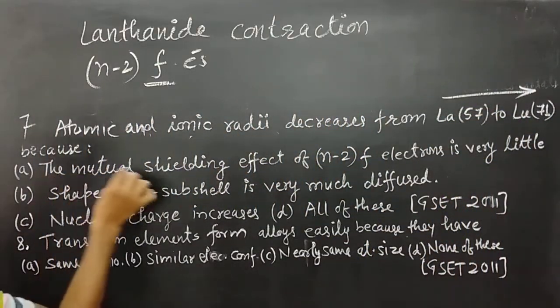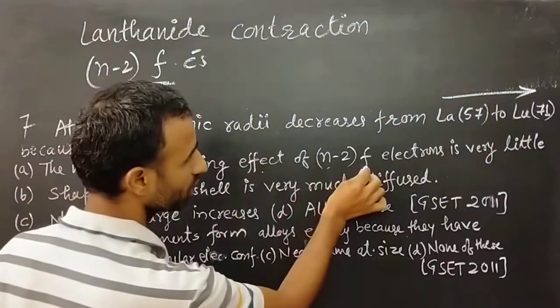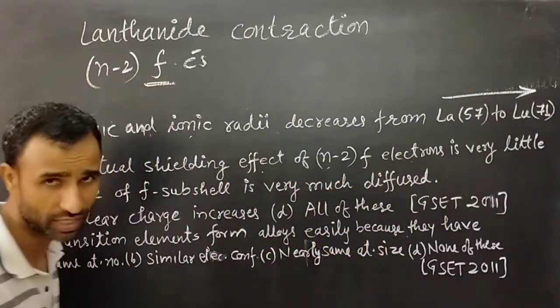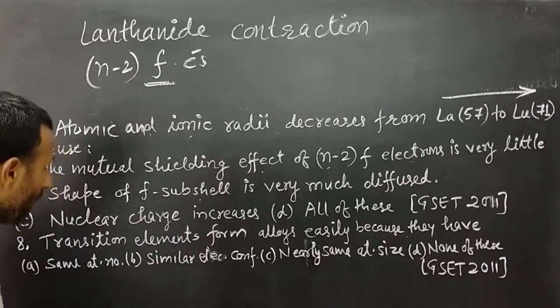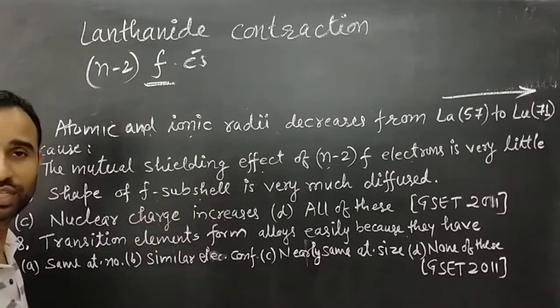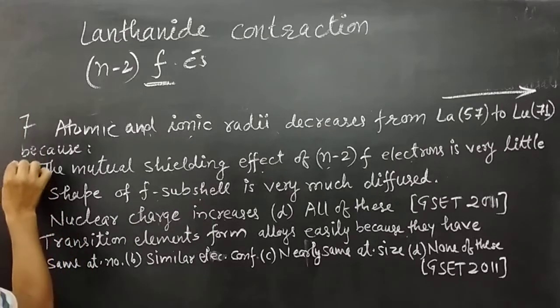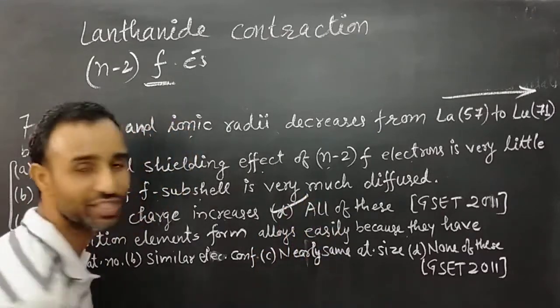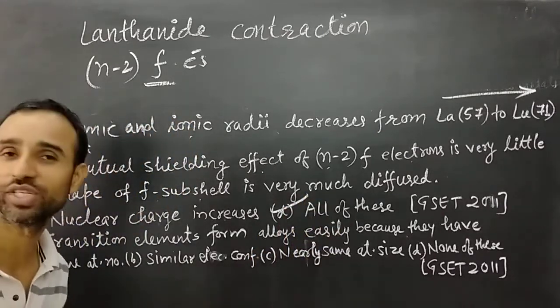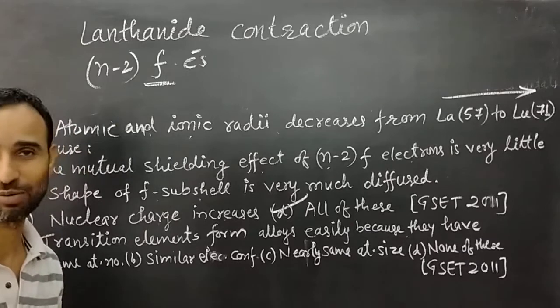That means the mutual shielding effect of the (n-2)f electrons is very little. That's true. The shape of the f subshell is very much diffused, right? Nuclear charge increases. So these are the three reasons for lanthanoid contraction. Okay, that means all of these is the right option, and this question came in 2011.